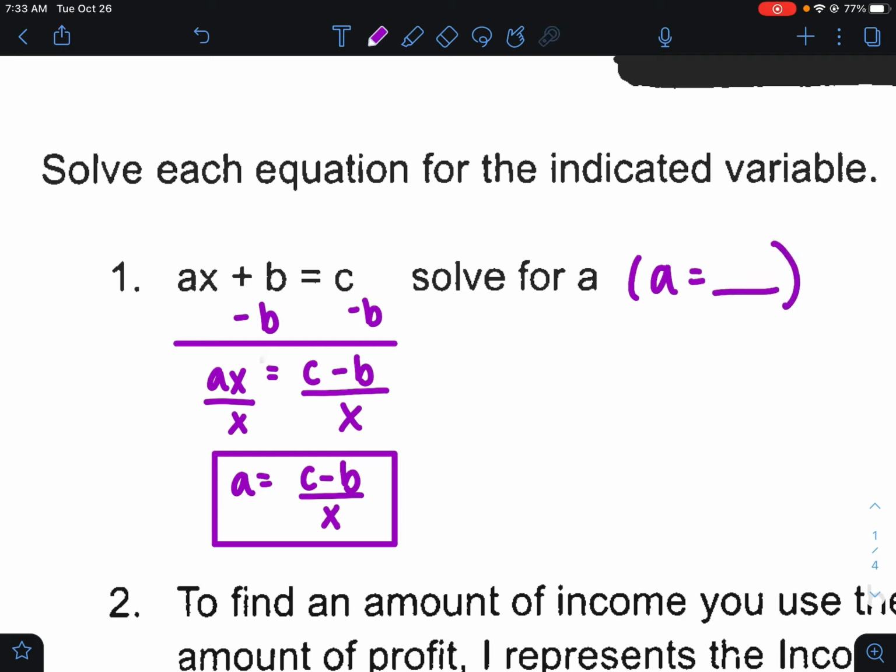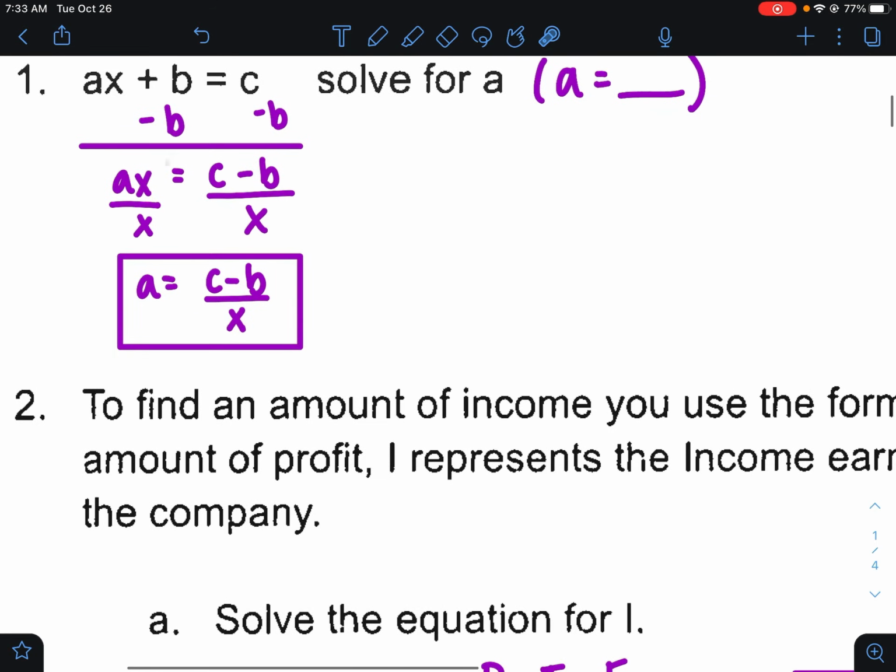Here we have to subtract B to get AX by itself. And since C and B are different, we have to have it as C minus B. Then we need to isolate A by dividing both sides by X, dividing the entire thing by X. And there we go, we got our final expression: A is equal to C minus B over X.